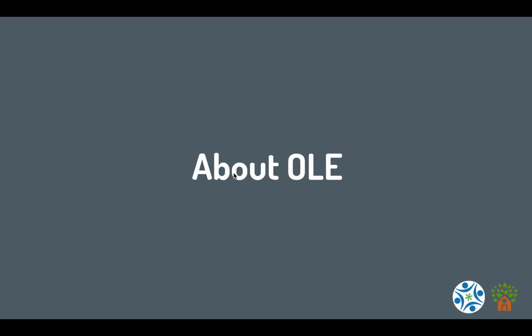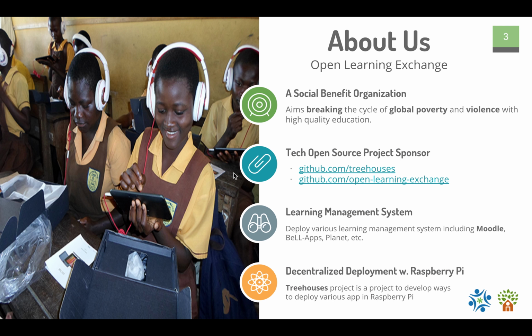And yeah, about OLI. Open Learning Exchange, the logo is in the top right, the blue and white logo, people raising hands together. Basically, we are a social benefit organization, and we aim at breaking the cycle of global poverty and violence with high quality education. We believe that access to high quality education is the right of every person, and we are bridging the gap. Basically, we are developing systems to make people able to get quality education for free.